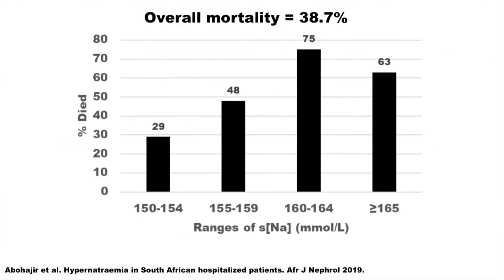And this was the overall mortality for patients during that 3-month period that had sodium concentrations above 150 millimoles per liter. The overall mortality was 38.7%, and this is pretty similar to other reported studies on hypernatremia mortality. But the interesting finding here is that as the sodium concentration rose, the mortality, in fact, increased exponentially. The only reason for the lower numbers in the above 165 millimole group is simply because there were fewer patients with sodium concentrations above 165.